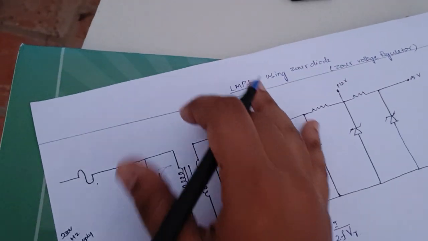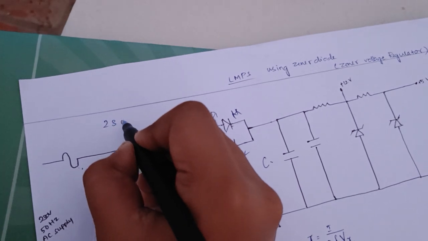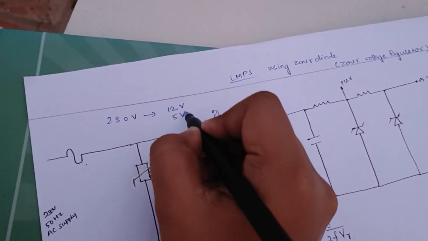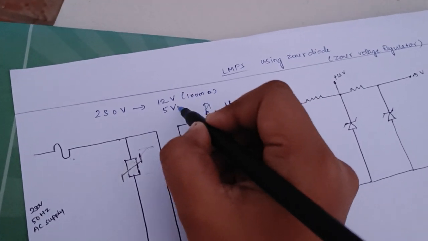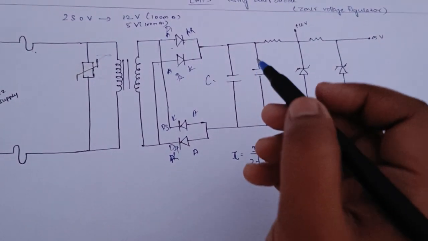Actually, what we are designing is, in the output we have to get the 230 volt converted to 12 volt and also the 5 volt with the current rating of 100 milliamps. Okay, both also 100 milliamps. So this is how we are converting.